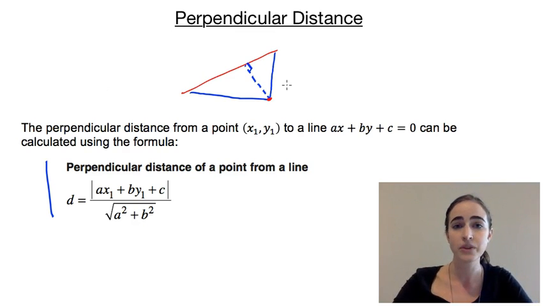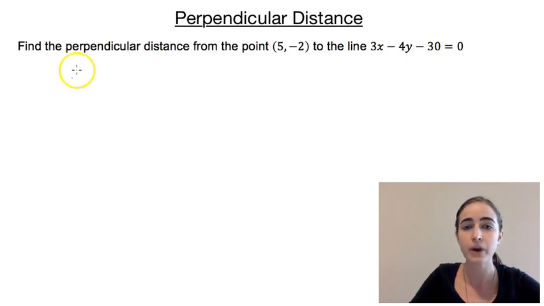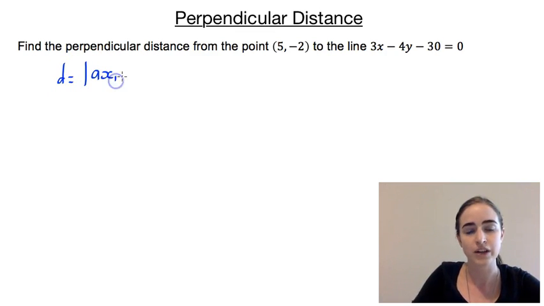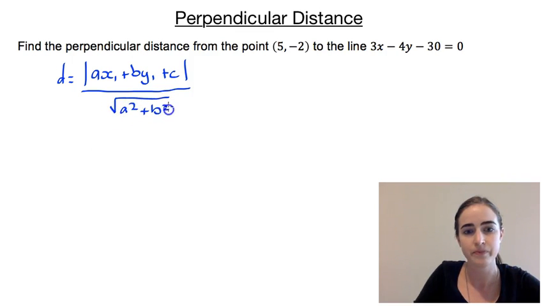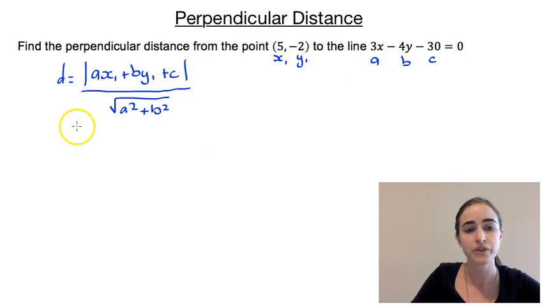So let's have a look at what that looks like with an example. So our first example asks us to find the perpendicular distance between the point 5, minus 2 and a line with equation 3x minus 4y minus 30 equals 0. So the first thing we should always do is write down our formula. So we've got d equals the absolute value of ax1 plus by1 plus c over the square root of a squared plus b squared. So in this question, our 5 is our x1, our minus 2 is our y1, the coefficient of x, so that 3, is our a, the minus 4 is our b, and the minus 30 is our c. So we're going to substitute all of those things in.